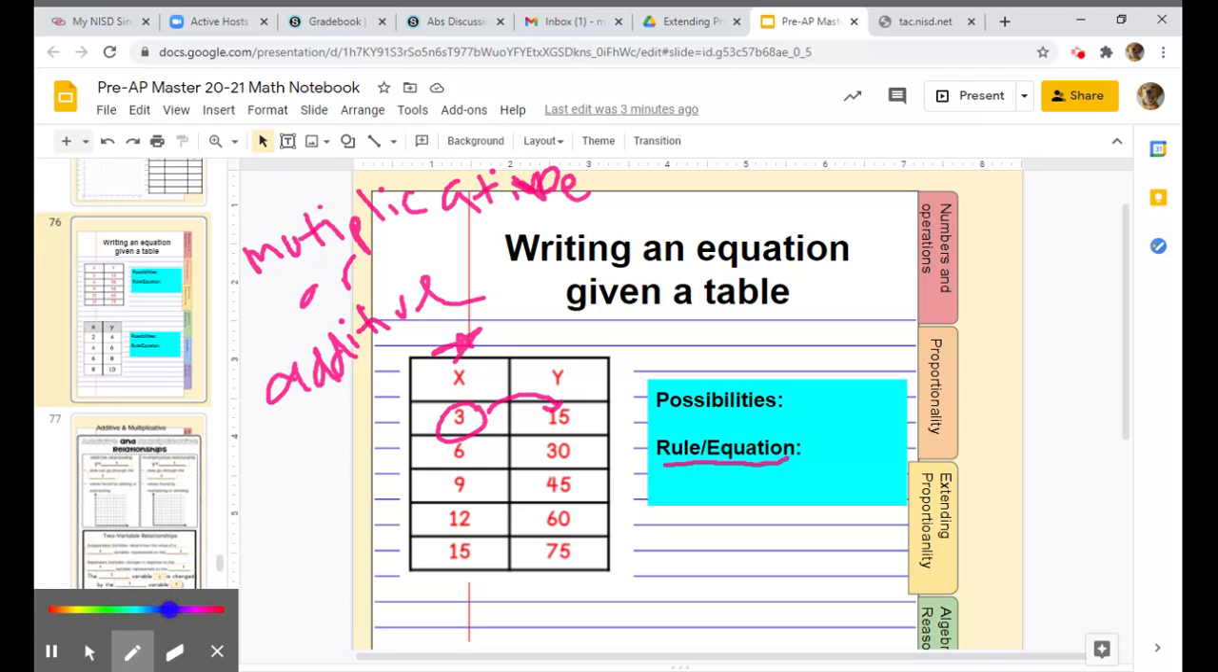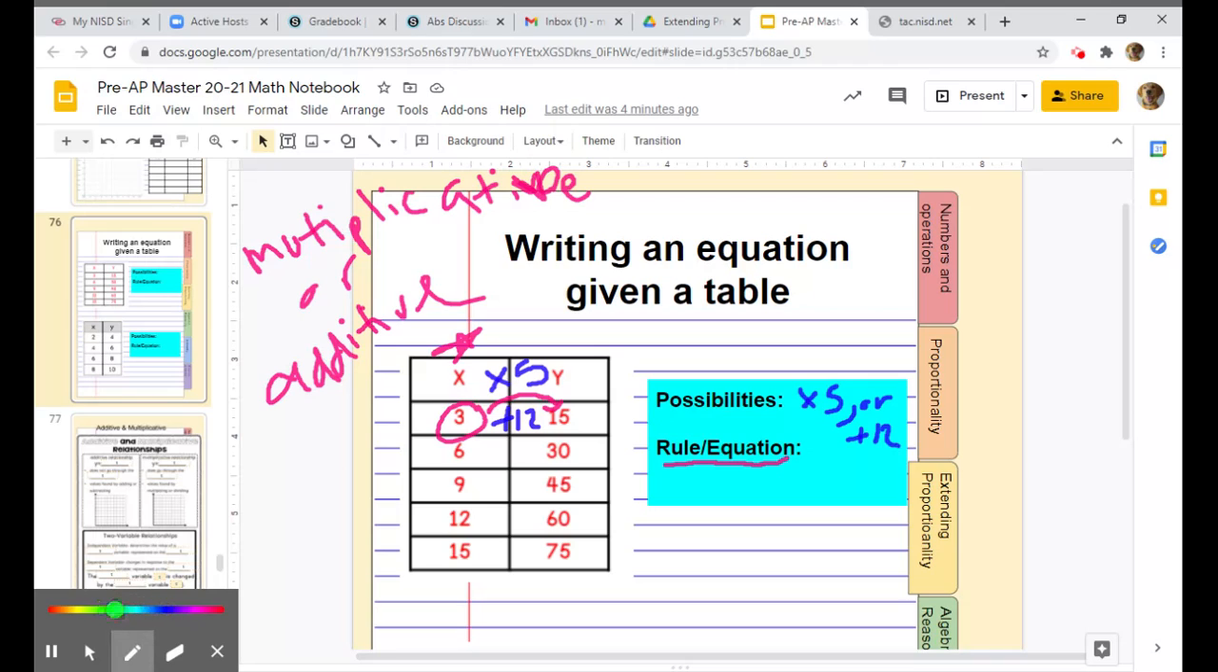The first option I think of to get from 3 to 15 is 3 times 5. Okay, so one possibility is times 5. Okay, and you can type that in there. The other possibility to get from 3 to 15 is to add 12. 3 plus 12 will give me 15. So, or plus 12.